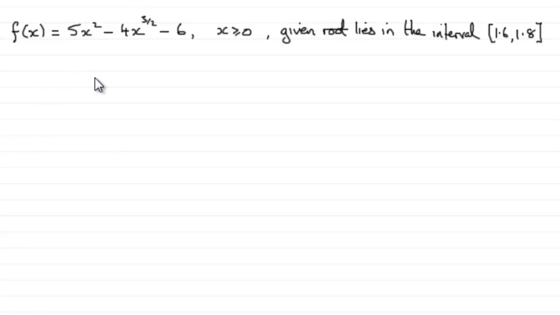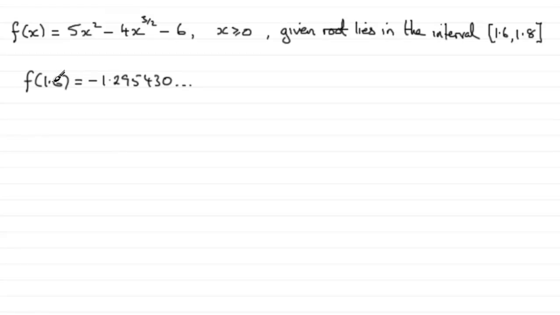Well, first of all, we need to work out what kind of value we get when we substitute 1.6 and 1.8 into here. So we'll do that first. We'll just work out what f of 1.6 is. If you substitute 1.6 into here, you should find you get a negative value, minus 1.295430, and so on.